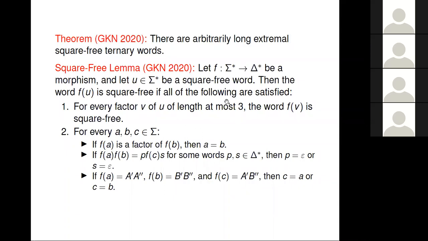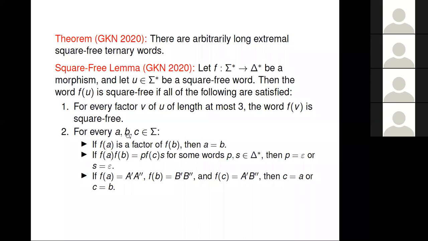Don't worry too much about reading all the details. I'll just describe what this lemma says and how it's applied. If we have a morphism F and a square-free word U, then this lemma tells us that the word F of U is square-free as long as the following conditions are satisfied. The only important thing about these conditions is that you can check them with a computer once you're given the morphism.